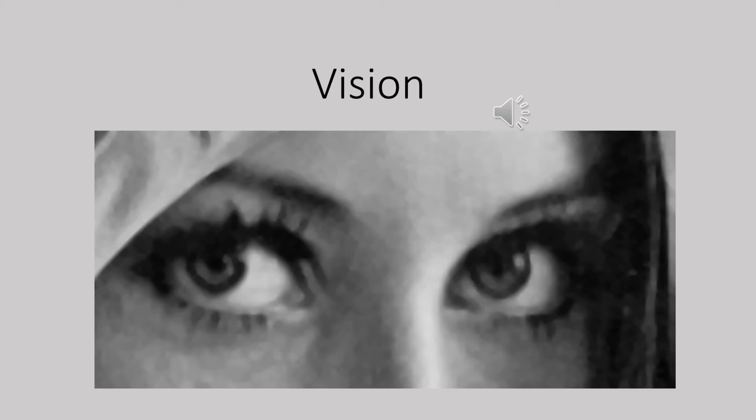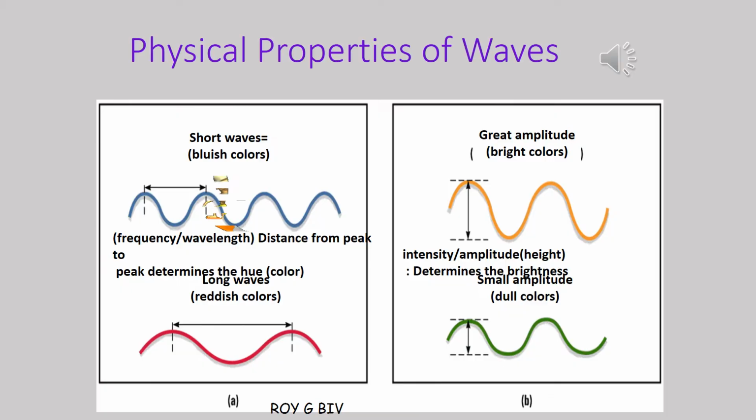In this lesson, we're going to look at the sense of vision. Before we take a look at the anatomy of the eye, we need to look at the physical property of waves and how those different properties impact what you see.